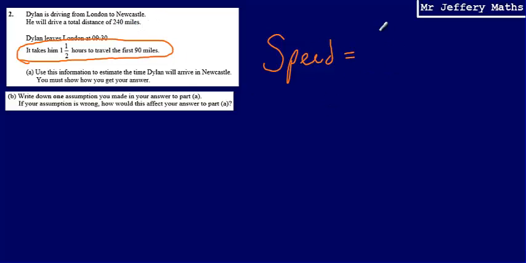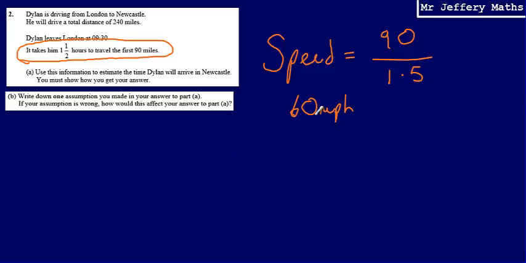So the first thing is to say that speed is equal to the distance travelled, which is 90, divided by the time, which is 1.5. So speed is equal to 90 divided by 1.5, and so what we can say is that Dylan's speed is 60 miles per hour.